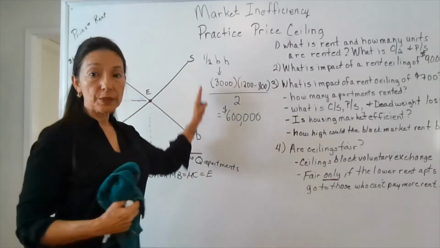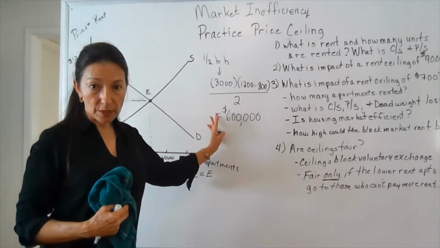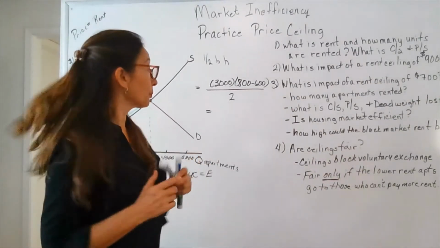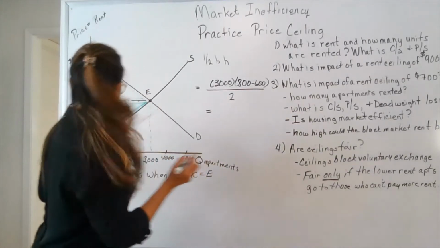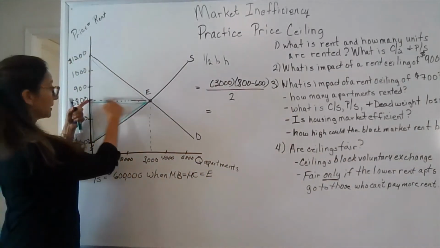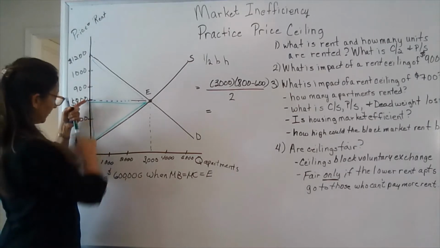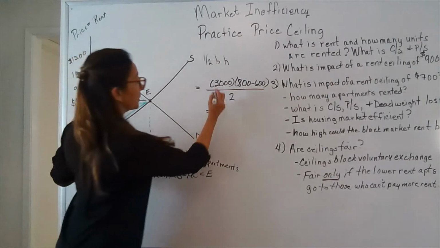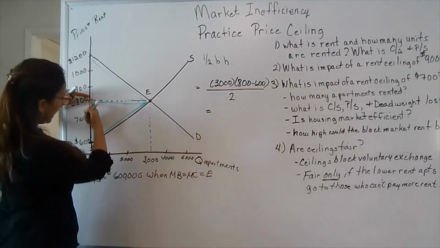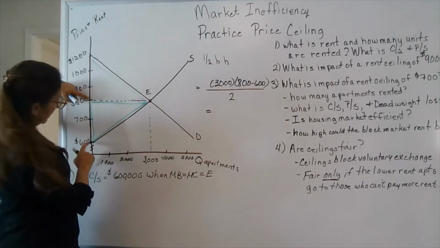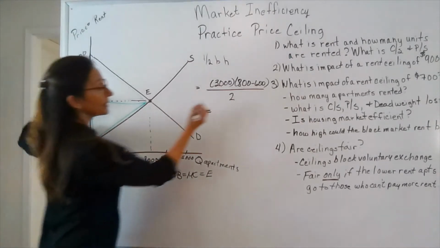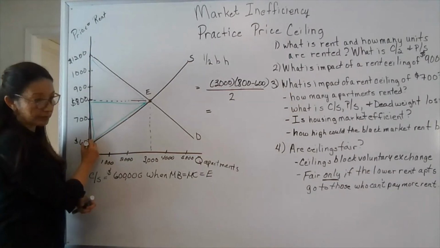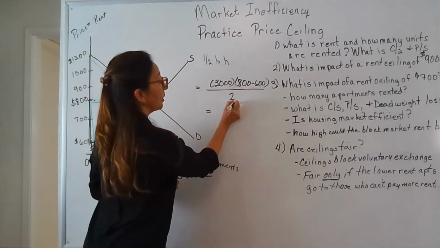So, please write this down in your notes. You are responsible for knowing how to do this. Okay, so now we're going to calculate producer surplus, and we're going to go from the base of this triangle, and this goes from 0 all the way to 3,000. So the base is going to be equal to 3,000. And the height of the triangle is from 800 to 600. So we're going to take 800 minus 600, and that's going to give us this distance. And we're going to divide it all by 2.